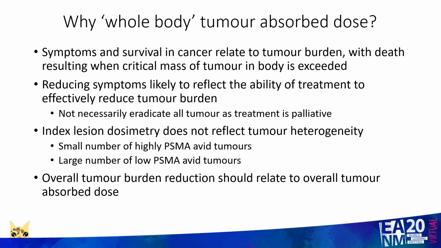But why use this whole body tumour absorbed dose? Well, we know that symptoms and survival in cancer, although they can be related to specific local issues, largely relate to tumour burden, with death resulting when the critical mass of tumour in the body is such that the body proceeds to physiological breakdown. Reducing symptoms in patients with metastatic disease therefore is likely to reflect the ability of a given treatment to effectively reduce the tumour burden.